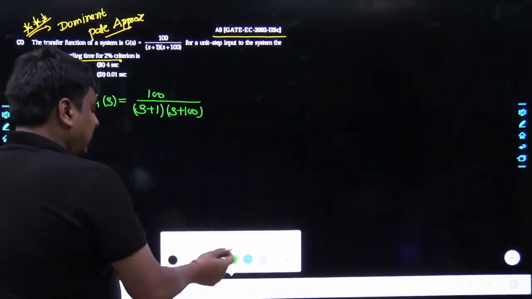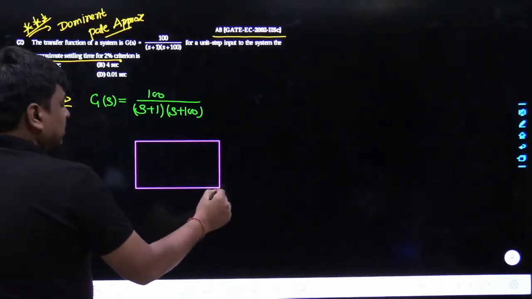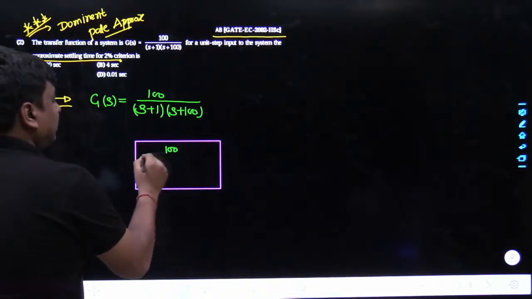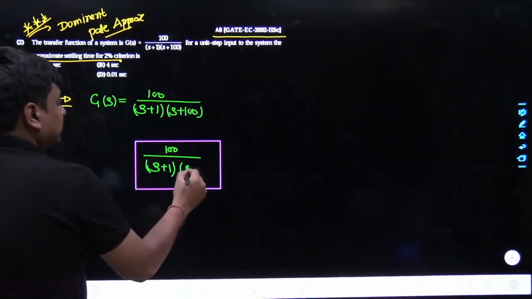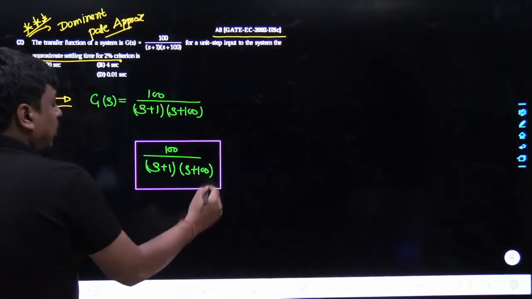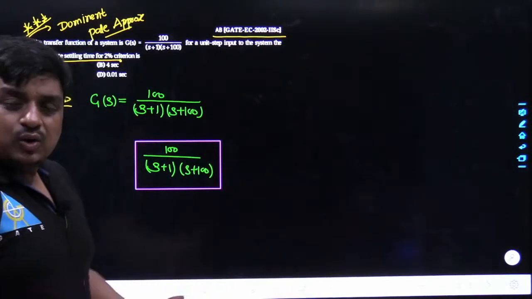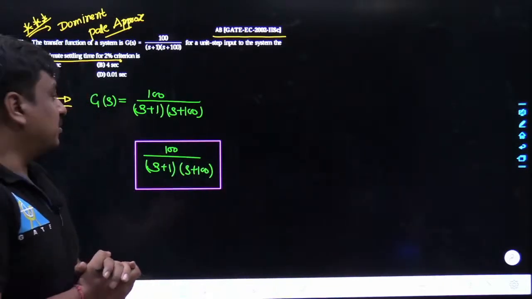For better understanding, let me take its equivalent block diagram. So this is a block. The transfer function of this block has been clearly given as 100 divided by (S plus 1) into (S plus 100). It's an order 2 system. You can see very well it is an order 2 system. How do we know it's an order 2 system? Because the number of poles involved with this system is nothing but 2.